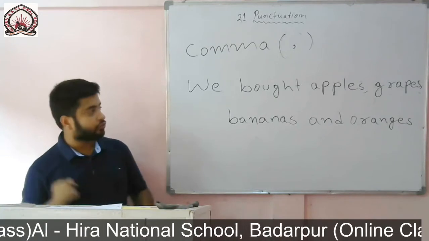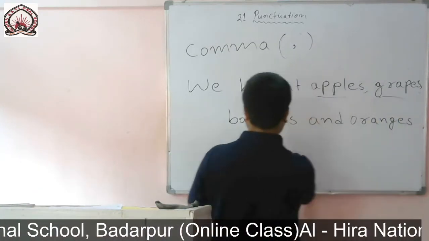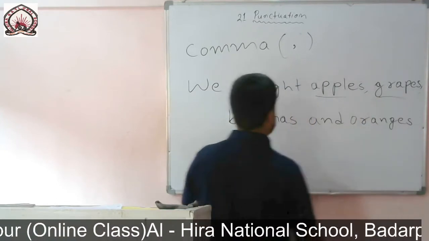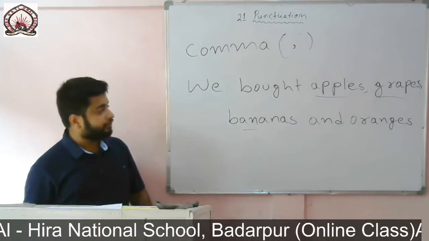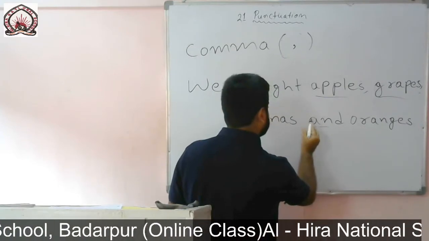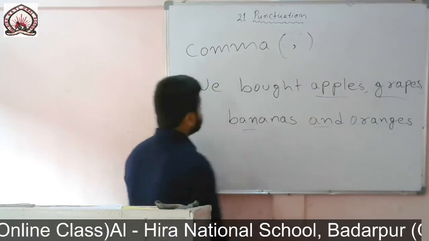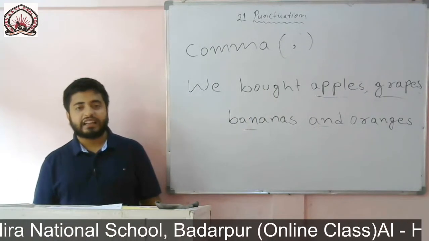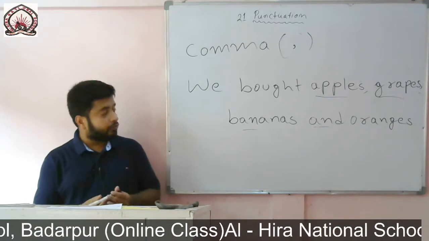To separate a series of words. So these are a series of words: apples, grapes. So we have to use comma. And remember that if we find and, we are not to use comma before and. We are not to use comma here. Remember this. So I hope you have understood this.